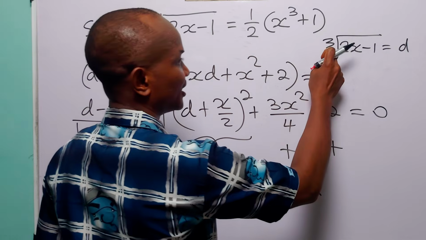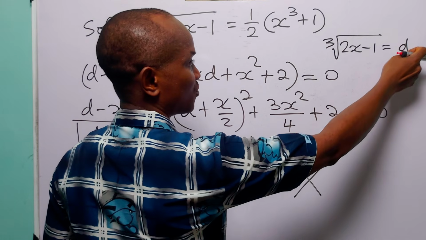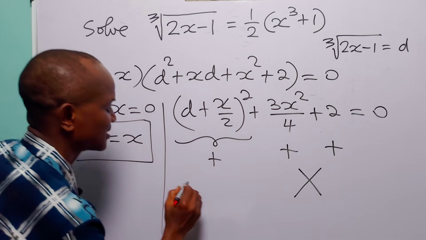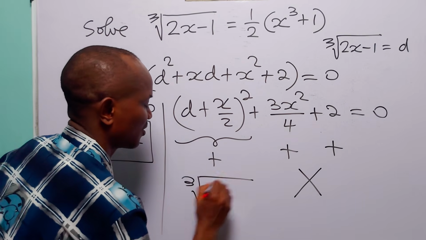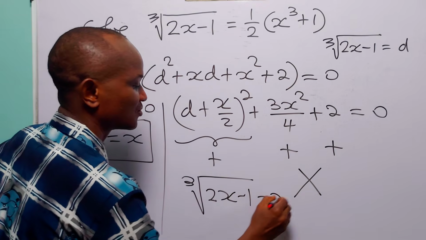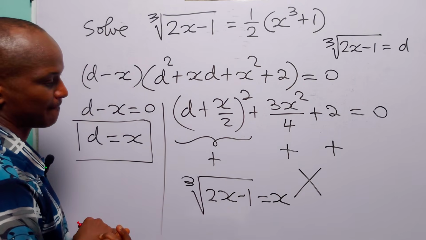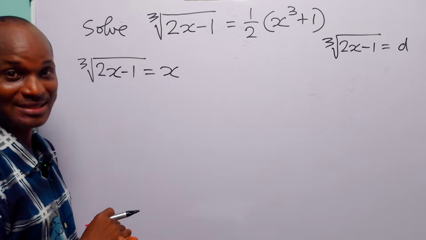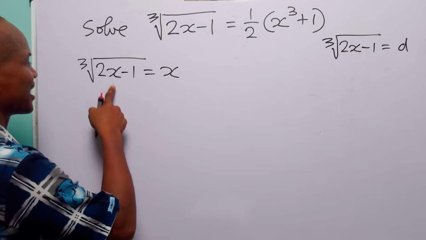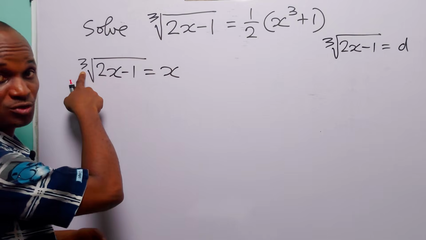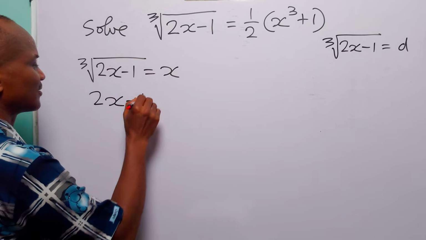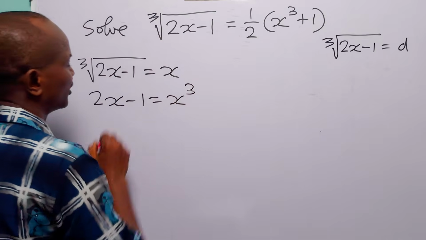Now remember that the cube root of 2x minus 1 is equal to d. So with this, we have that the cube root of 2x minus 1 is equal to x. And now we have a much simpler equation. And of course, to solve this equation, we start by raising both sides of the equation to power 3. When we do that, we have that 2x minus 1 is equal to x^3.